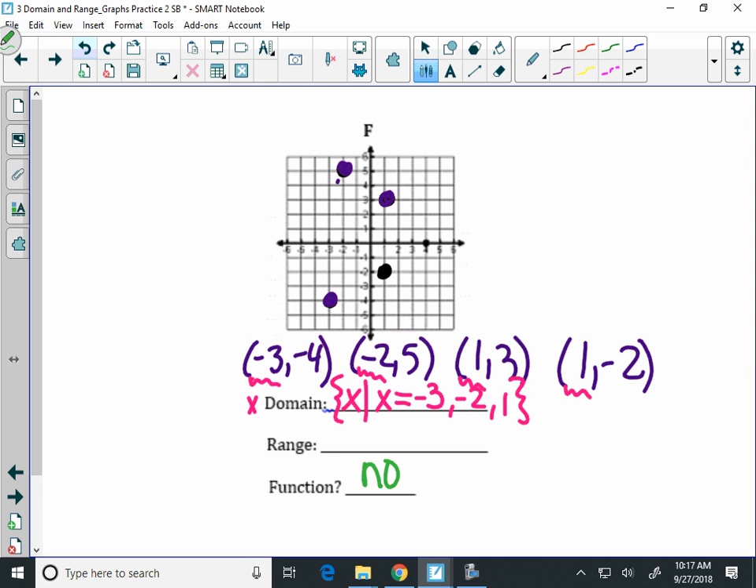The range is the same kind of thing. I want the y's such that y is only equal to these output values: -4, 5, 3, and -2.